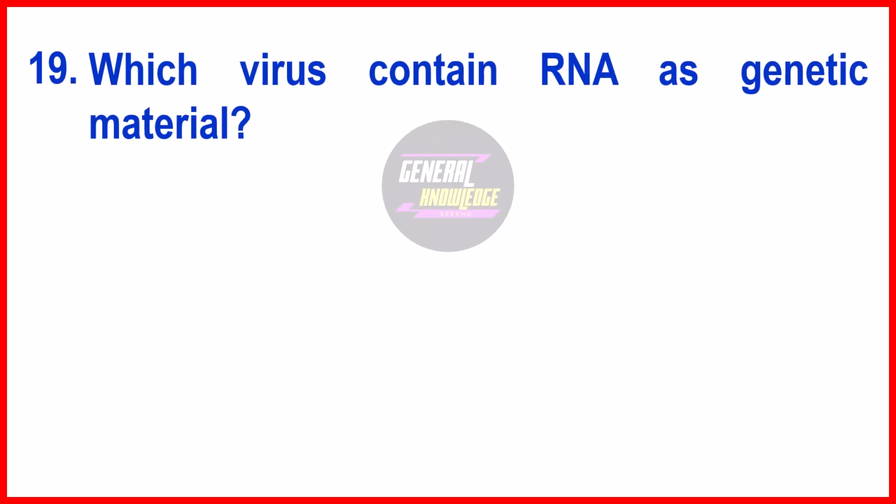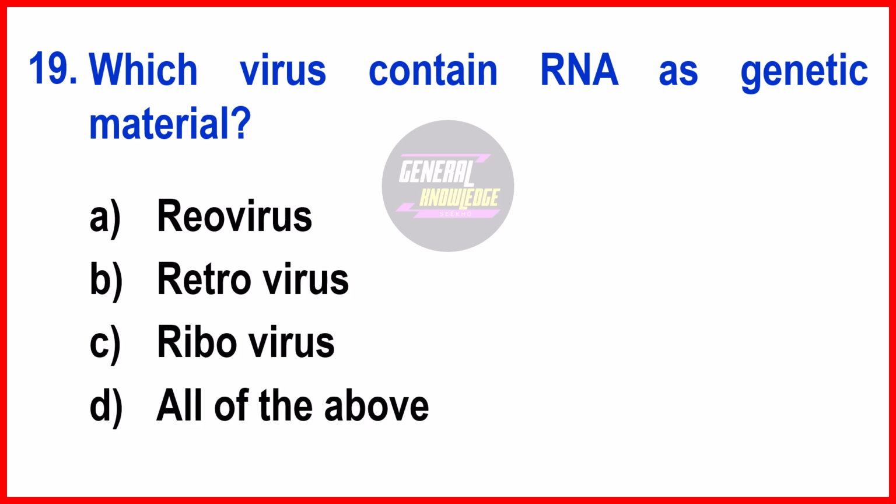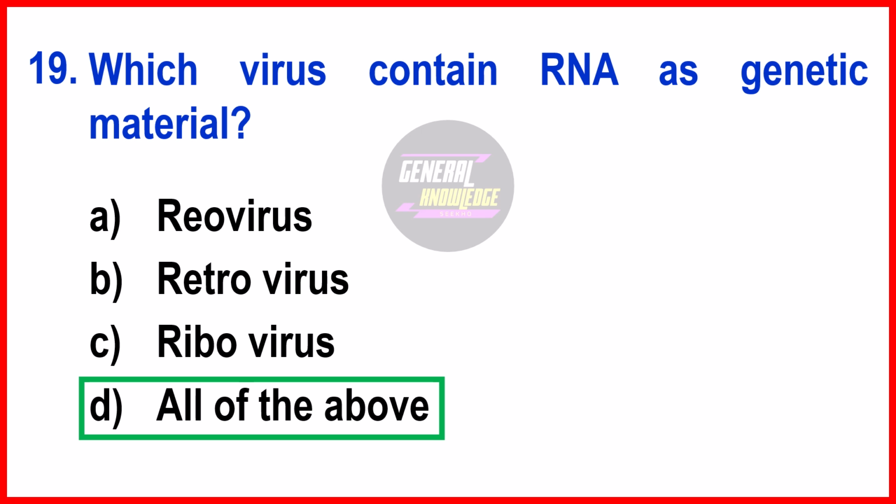Which virus contain RNA as genetic material? The right answer is option D, all of the above. Reovirus, retrovirus, and ribovirus are the viruses that contain RNA as their genetic material.